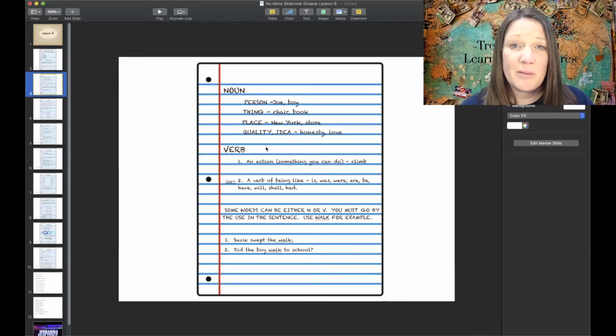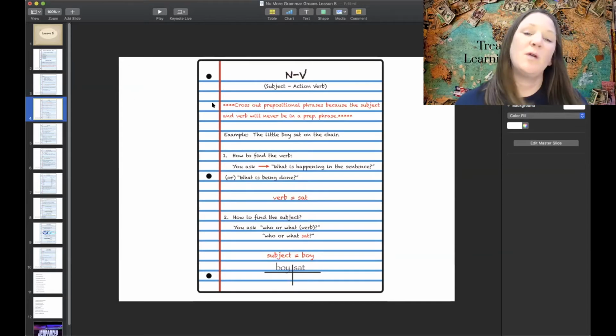Remember, those can also be helping verbs to help an action verb. For example, he is sleeping. Sleeping is that action, but is helping the action there. And don't forget too, here at the bottom, sometimes a word that can act as an action verb can also be a noun, depending on how it's used in a sentence. Let's go on to noun verb sentence pattern.